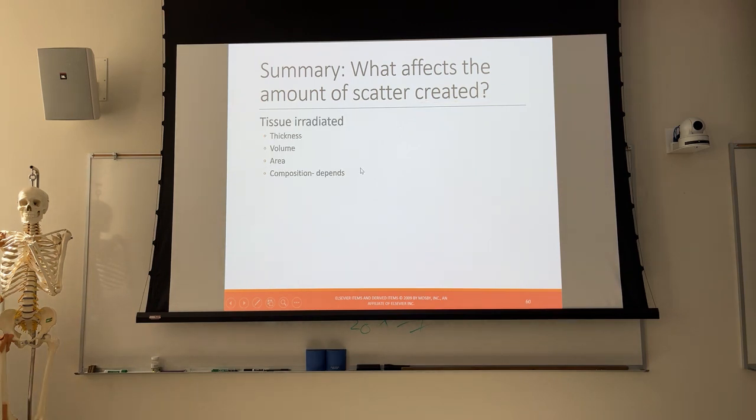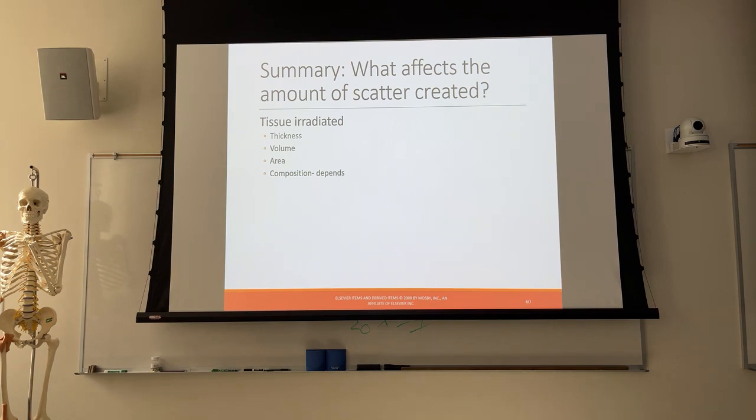So as we irradiate more tissue with thickness, thickness is usually soft tissue. Soft tissue is full of water. So any kind of tissue that has a lot of water inside of it, you create a lot of scatter radiation, right? So with thickness, we create more scatter radiation. Volume, be it depth or width, we're going to create more scatter radiation. Area is your width, your beam restriction. And then composition depends on what the tissue type is.